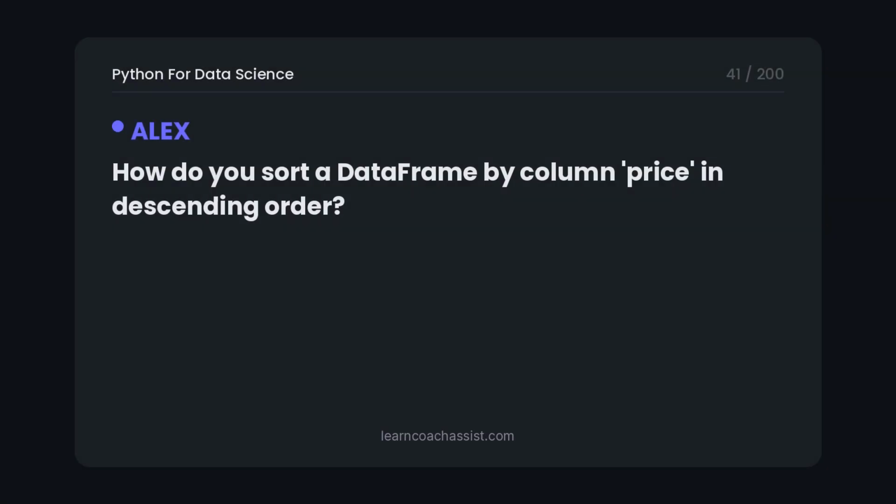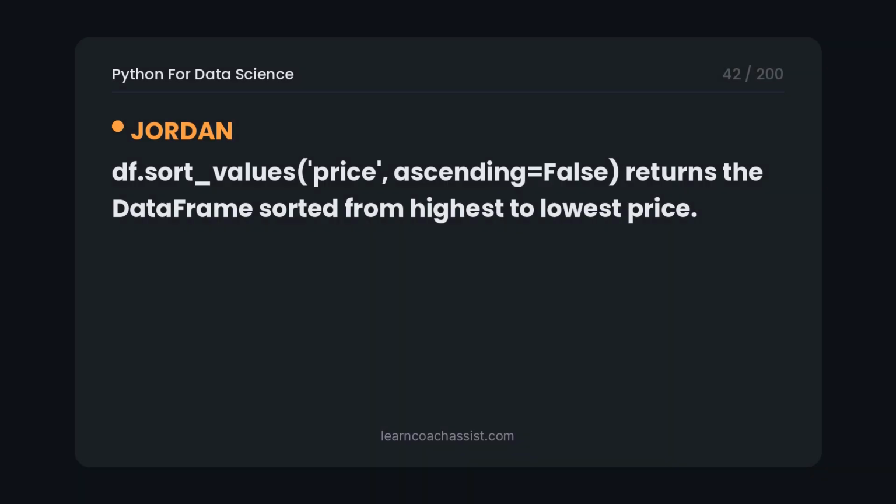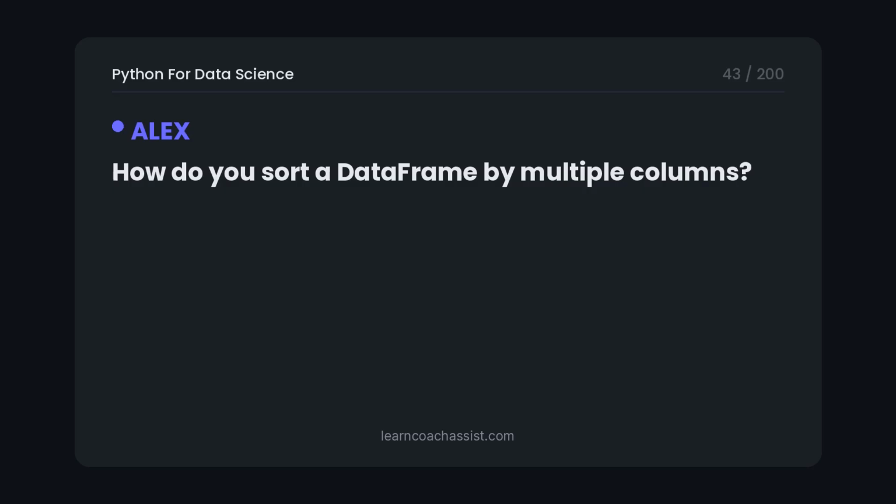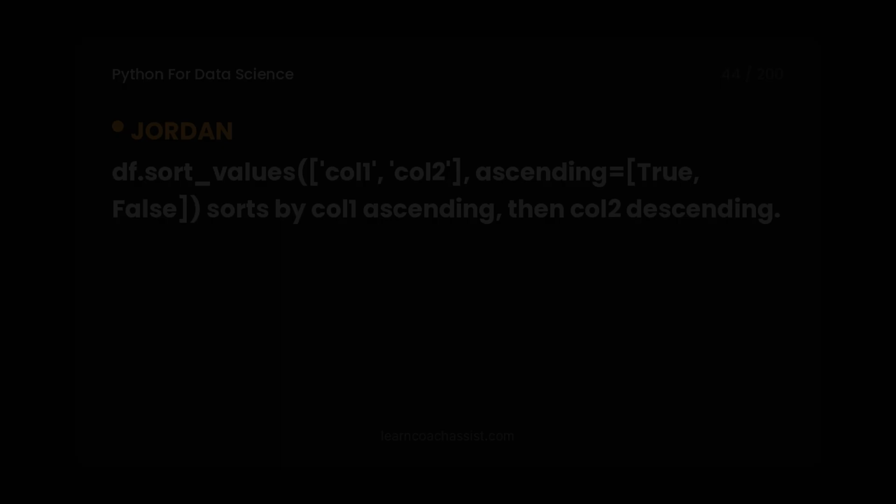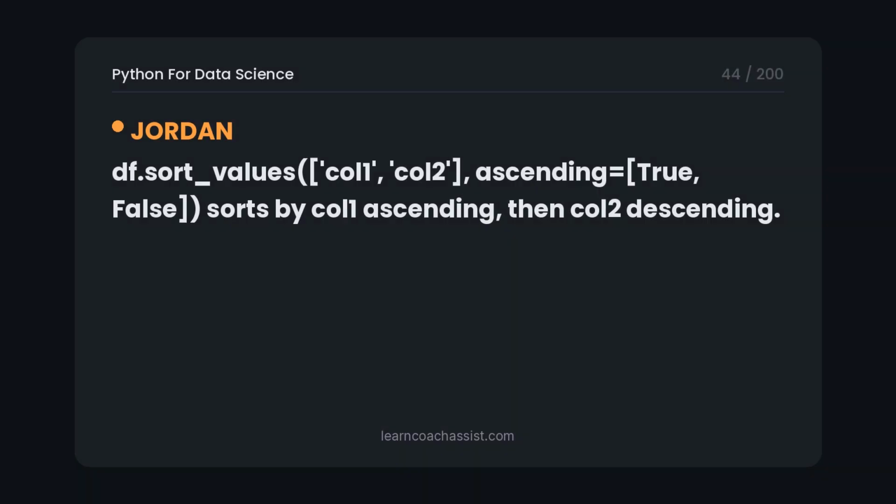How do you sort a DataFrame by column price in descending order? df.sort_values('price', ascending=False) returns the DataFrame sorted from highest to lowest price. How do you sort a DataFrame by multiple columns? df.sort_values(['col1', 'col2'], ascending=[True, False]) sorts by col1 ascending, then col2 descending.